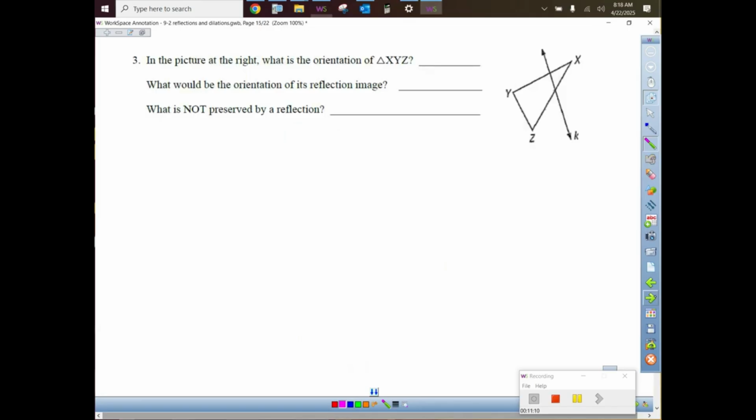Cool. So let's do another one. In the picture at the right, what is the orientation of triangle XYZ? I would like you to draw an arrow for that. How do you connect them together? Go from X to Y to Z, baby. Let's draw this guy from X to Y to Z. What is the orientation of that guy? Counterclockwise, which you're always able to abbreviate. What would be the orientation of its reflection image? Clockwise. Don't even have to do it, right? It says what is not preserved by a reflection. That would be orientation.